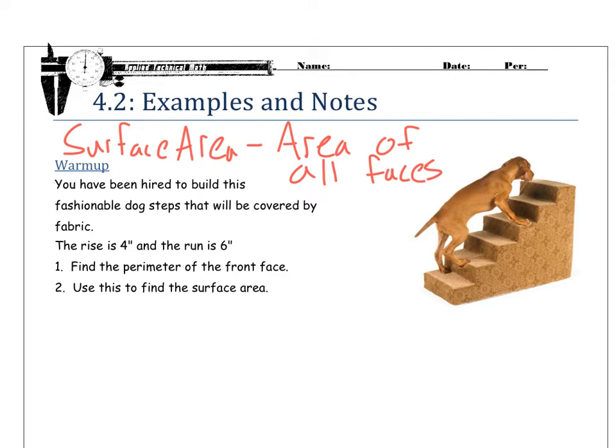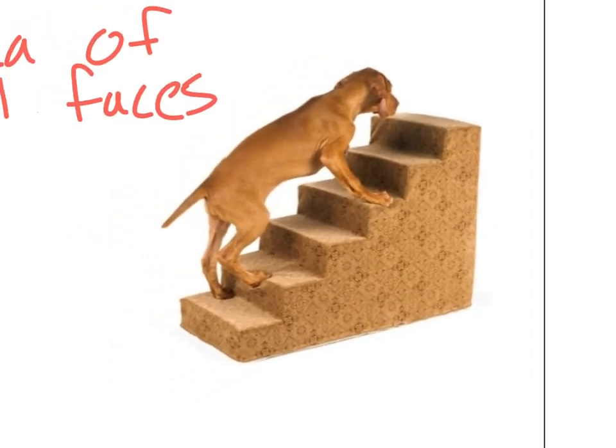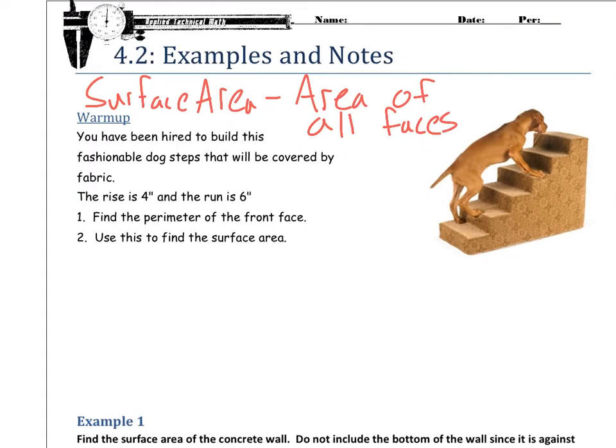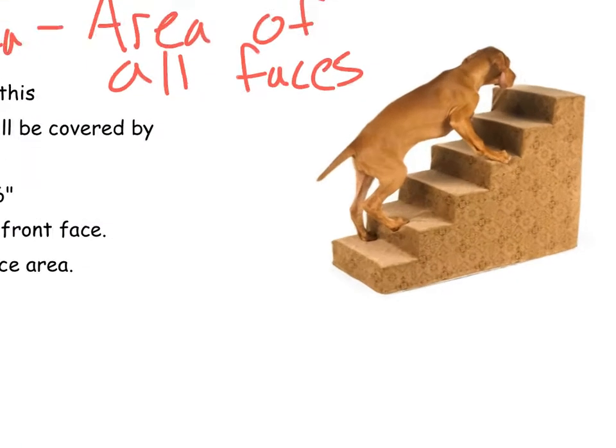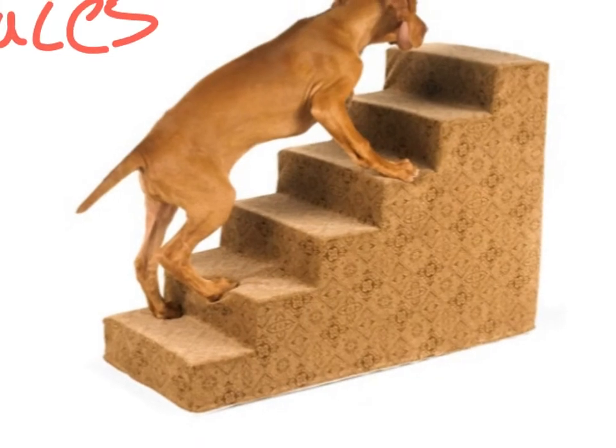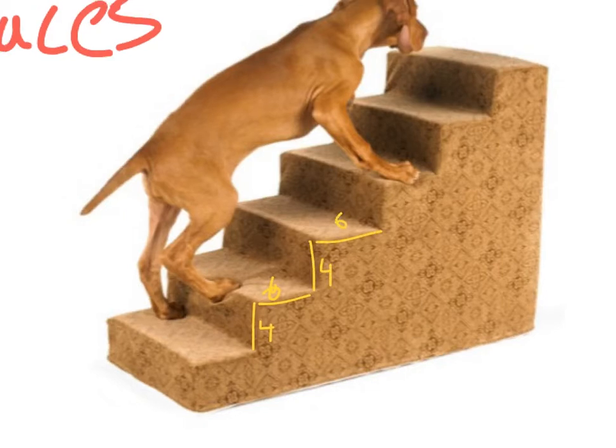Now, let's say this. We've been hired to make these fashionable dog steps here that we're going to cover in fabric. Here's our dog steps, okay? And we've got a rise of 4 and a run of 6, okay? So we're going up 4 and over 6, and that's going to be for all the steps. All right, so the question is, two questions.